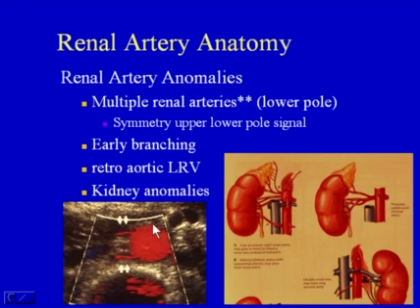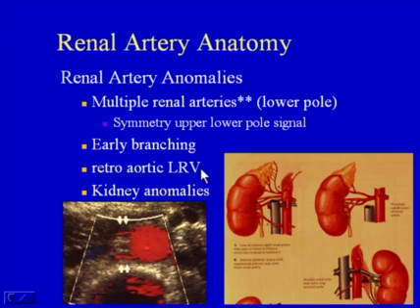Here we have an image of the aorta, and we see right renal artery number 1 and right renal artery number 2. If an accessory renal artery is identified, it is important to thoroughly evaluate that renal artery for stenosis.